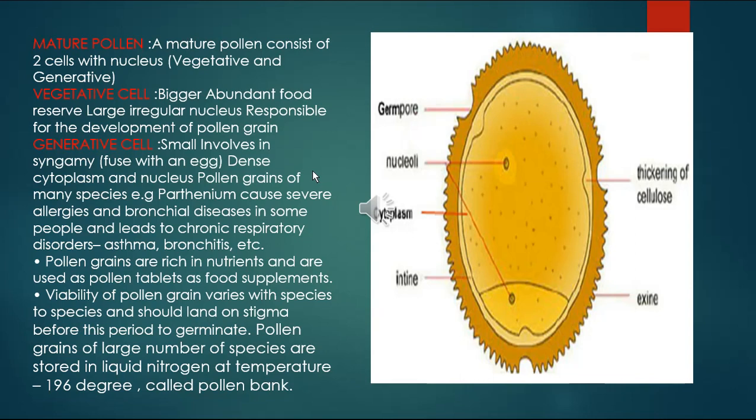In over 60% of angiosperms, pollen grains are shed at this stage, that is two-cell stage. In the remaining species, the generative cell divides mitotically to give rise to the two male gametes before pollen grains are shed. That stage we can call as three-cell stage. Pollen grains of many species cause several allergies and chronic respiratory disorders like asthma and bronchitis.